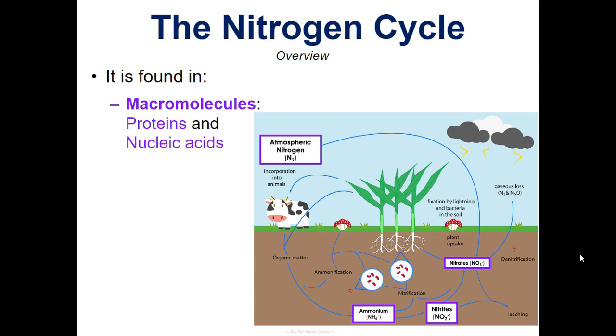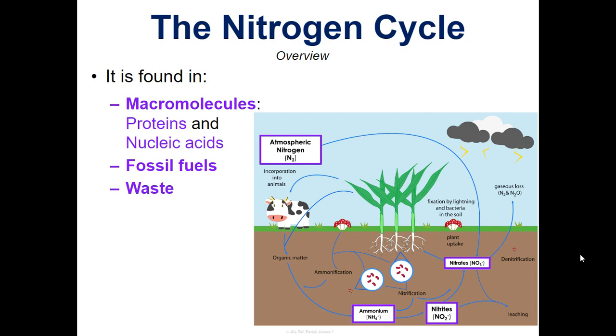Now, we also know that nitrogen is not only found in the atmosphere, it is also found in those macromolecules we've talked about, right? Remember, things like proteins and nucleic acids are macromolecules that not only contain carbon, but they also contain nitrogen as well. We can also find it in fossil fuels, so things like our coal and oil also contain nitrogen. So when we combust them, not only do they release carbon dioxide, they can also release other things that contain nitrogen, like nitrogen oxides.